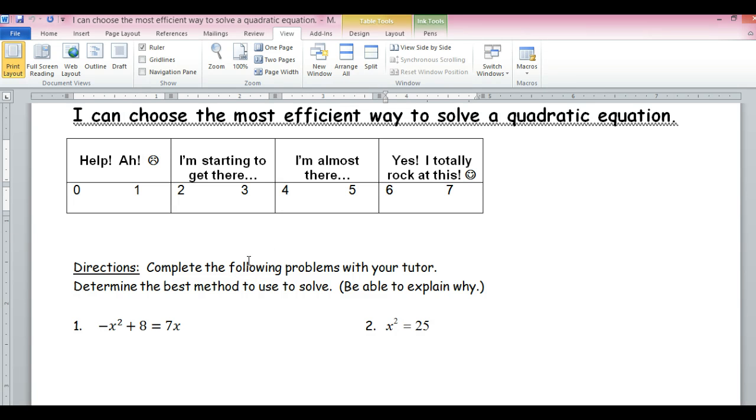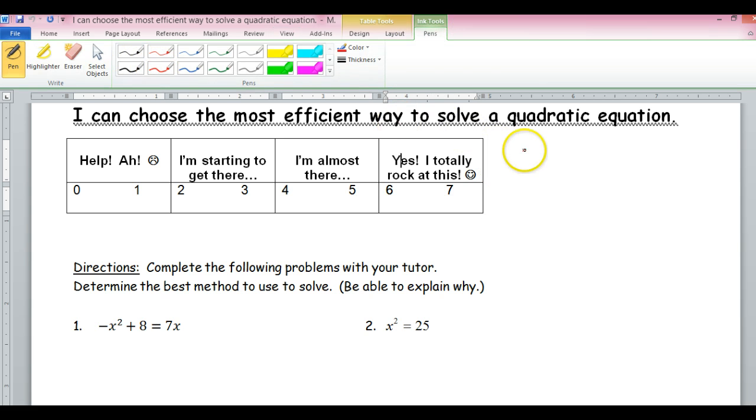Today's lesson is on choosing the most efficient way to solve a quadratic equation. There are three methods of solving quadratic equations. The first method we learned was the factoring method. The second one was the square root method. Now you have to remember the only time you can use the square root method is when there is no bx term. And the last one was the quadratic formula.